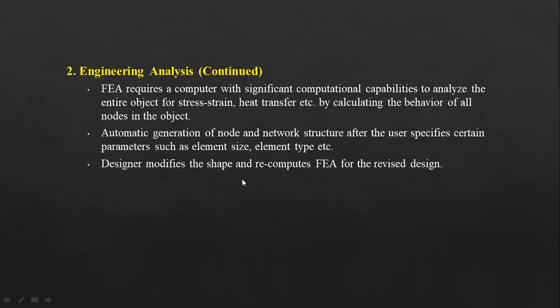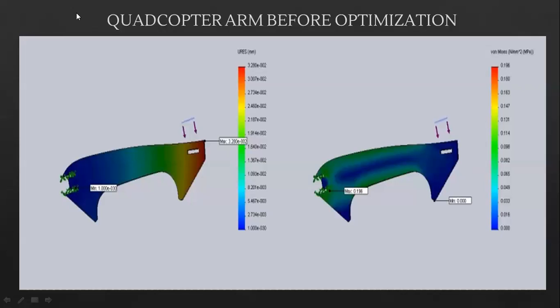Okay, the designer modifies the shape and recomputes FEA for the revised design. So you can see, I'll show it with the help of this example. Sir, what do these colors indicate? I had mentioned it, right? You see here, at the right side, we have this color band.